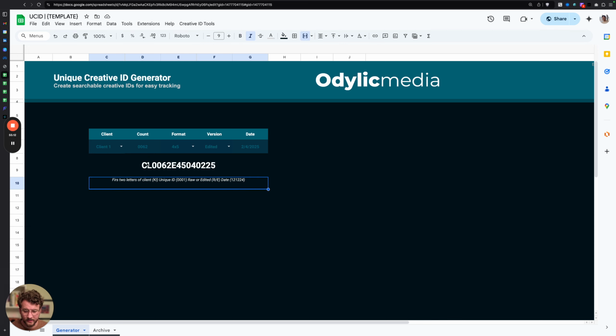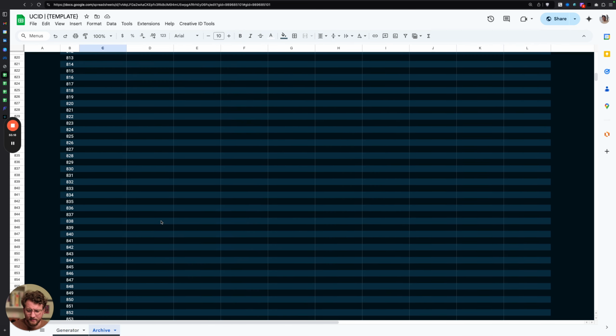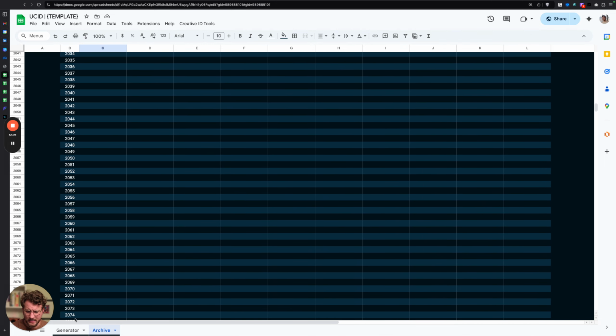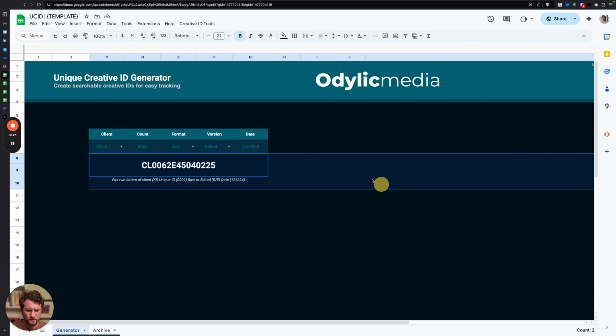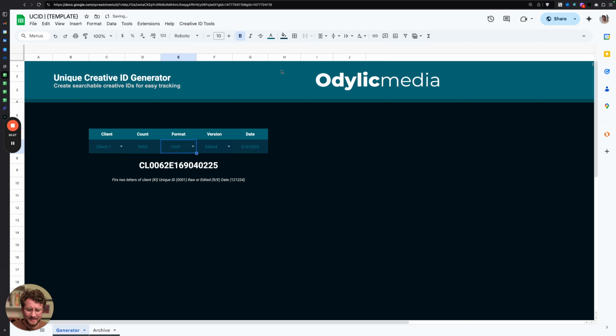so we have different client names for the first 2 letters, the count, so it actively counts which creative number we're on. I believe this has support for maybe 10,000 ads. Then we select the format, which will also affect the ultimate name of the creative, and then whether it's raw or edited. And then we also pull in a date at the very end here. So there's a lot of information within the ID itself. We get the format, the version, whether it's an edited or raw asset, the date, and what creative number it is, and the client for us.